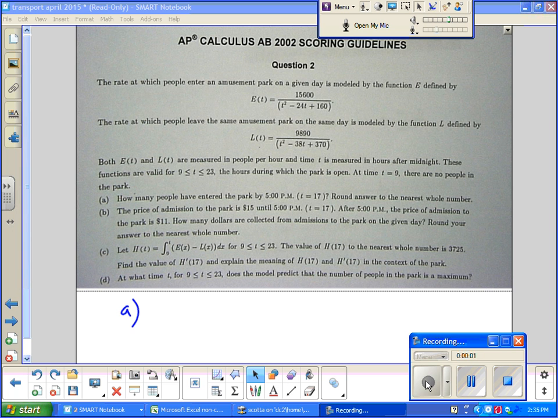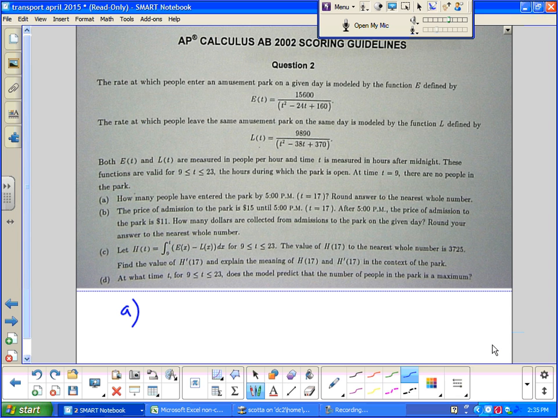All right, so 2002 question 2, calculator problem. You've got an amusement park problem where people are coming in, entering by the function E(t), and people leave at the function L(t). Both E(t) and L(t) are measured in people per hour.